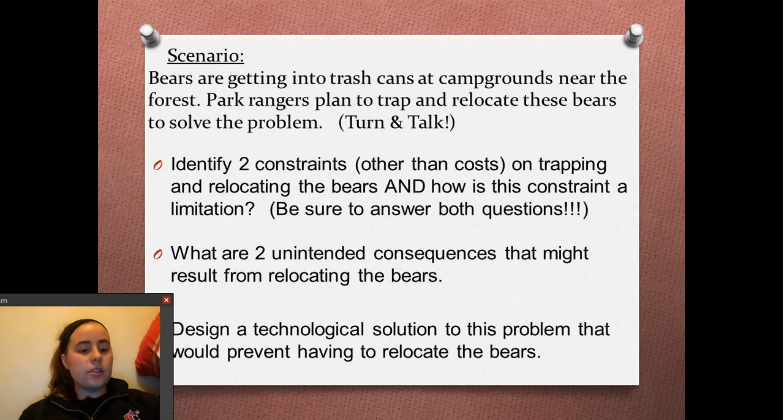So here's a scenario you could be presented with. Bears are getting into trash cans at campgrounds near the forest. Park rangers plan to trap and relocate these bears to solve a problem. I'd like you to turn and talk with your partner to identify 2 constraints other than costs on trapping and relocating the bears, and identify how this constraint is a limitation.